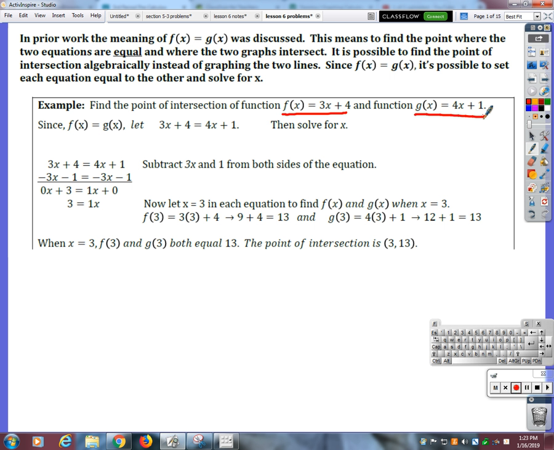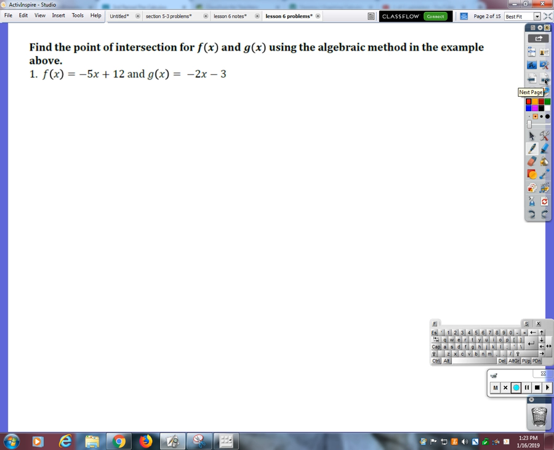So to do that, you just write the two things being equal to each other, and then you solve them, okay? So you subtract 3x, subtract 1, and then you figure out what it is from there. So let's do that. Find the point of intersection for f of x and g of x using the algebraic method in the example above. So first step, you just write the two equations equal to each other. And then we just have to solve that for x. So how do you want to do that?